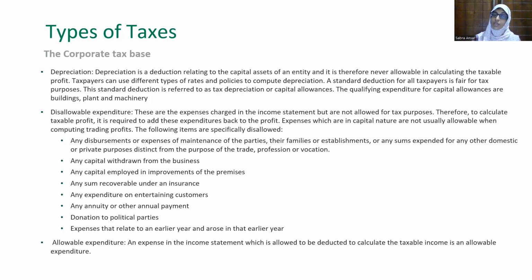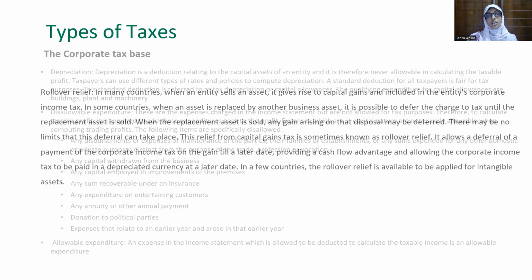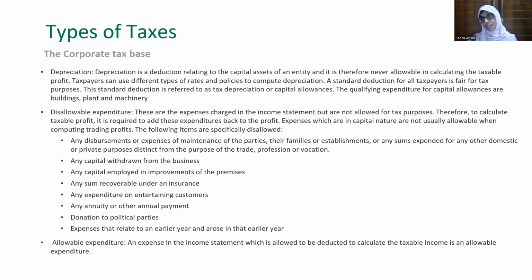Now we'll move on to allowable expenditure. Basically, when it's an expense in the income statement which is allowed to be deducted to calculate taxable income, as I told you, it is considered allowable expenditure. According to the country's taxation system, we need to understand that allowable and disallowable expenditure will differ. So obviously the taxation base also differs due to these situations. So moving on.